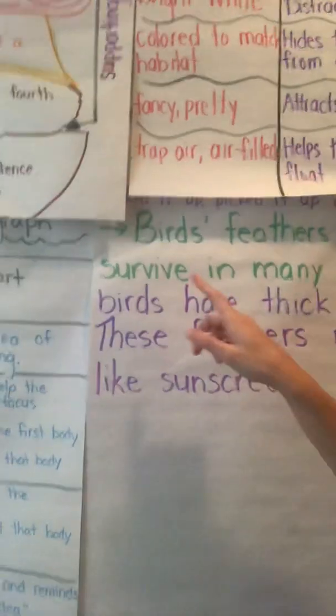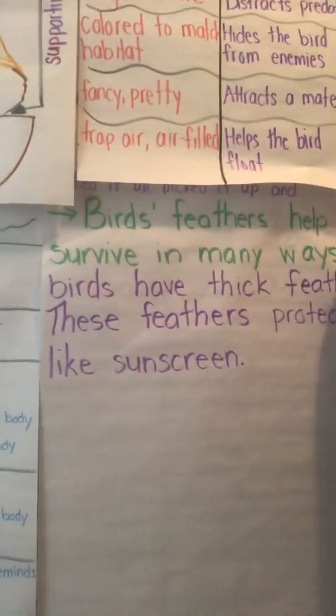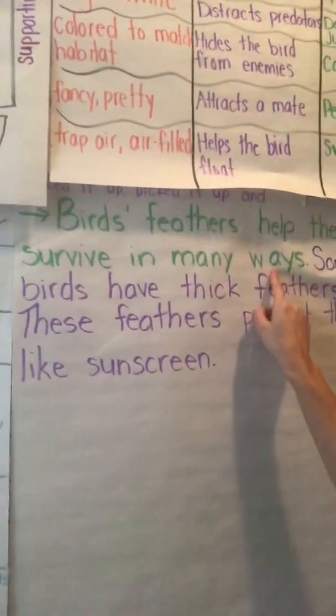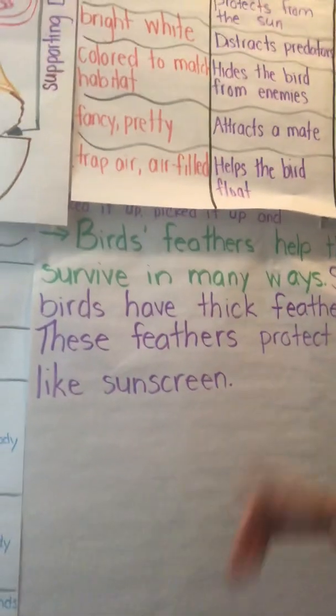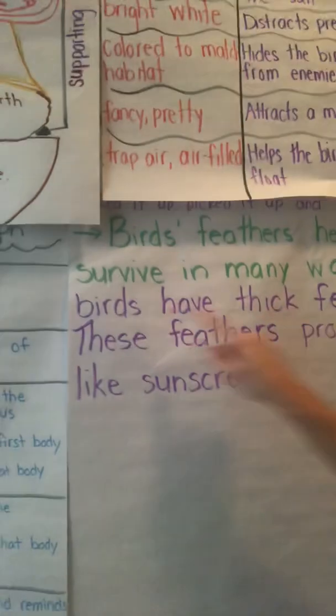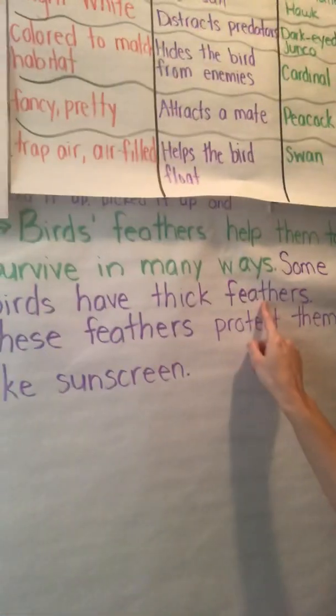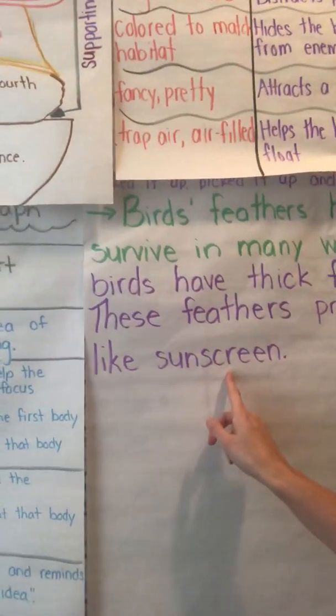So our topic sentence was, birds' feathers help them to survive in many ways. So again, it's letting our reader know that we're going to be talking about how feathers help birds survive. Our first detail, we have some birds have thick feathers. So that's telling us what type of feathers we're going to talk about. Now our second sentence to go with that explains how those thick feathers help the bird survive. So it says, these feathers protect them like sunscreen.